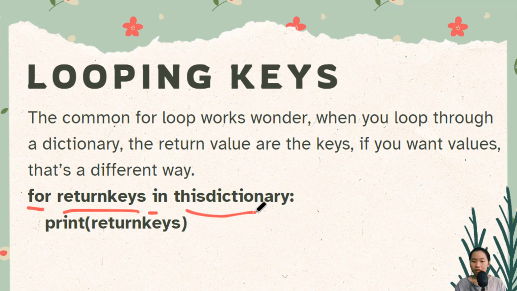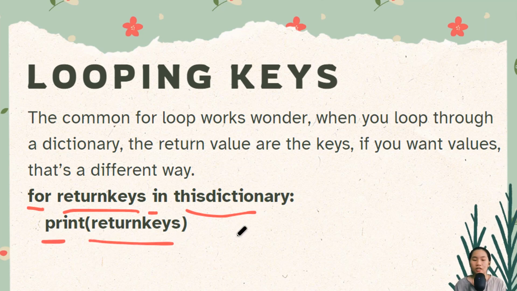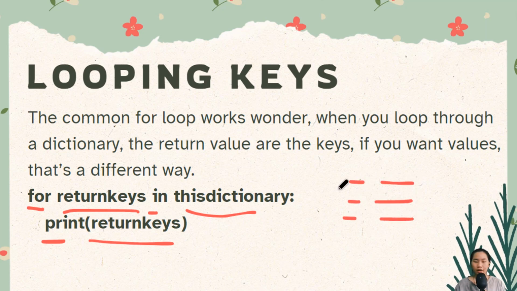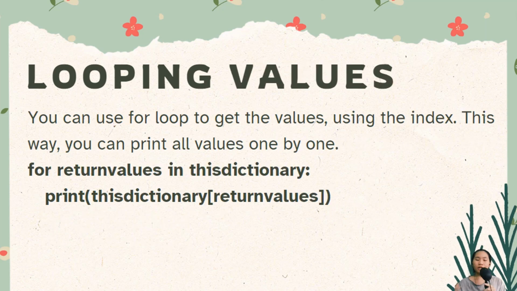In this dictionary, let's just pretend that we have a dictionary named this dictionary. Print return keys, all right? So in this dictionary, whatever keys and value pairs you have, it'll only give you back the keys. Now we know how to loop keys.